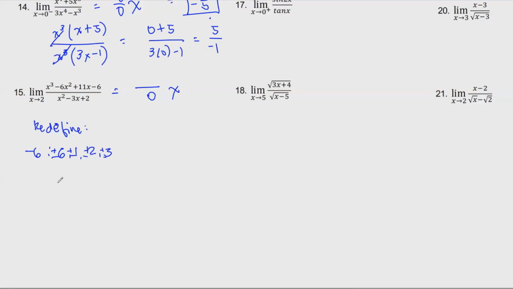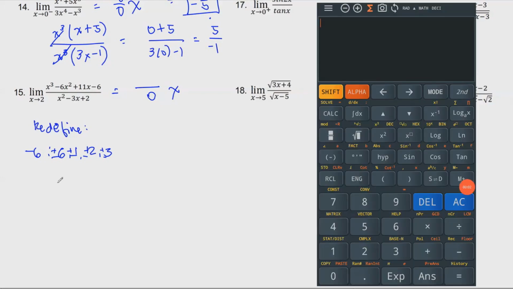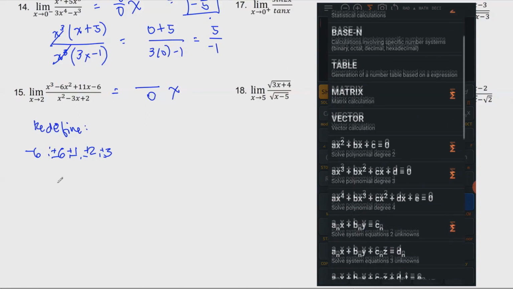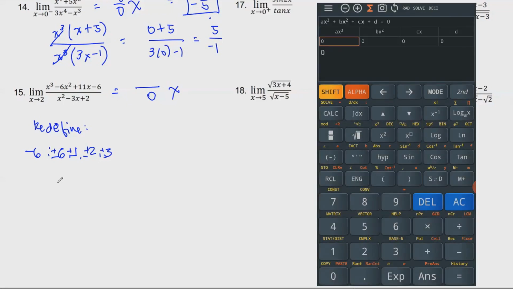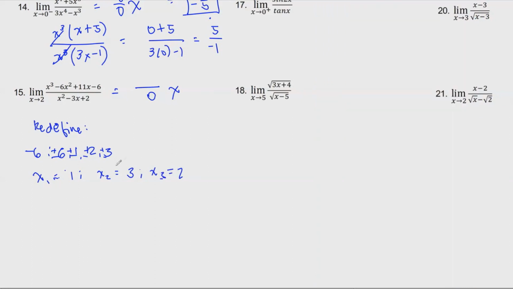So let me teach you another calculator technique, where we'll be using the equation function in your calculator, and there is this number 4 here, which we will use for the cubic. You just need to write all the coefficients, that is negative 1, negative 6, 11, negative 6, and just press equals. So you will get the value of your x's, which are the roots of the equation. What we'll get is x sub 1 equals 1, x sub 2 is equal to 3, and x sub 3 is equal to 2. So we have 3 factors here.